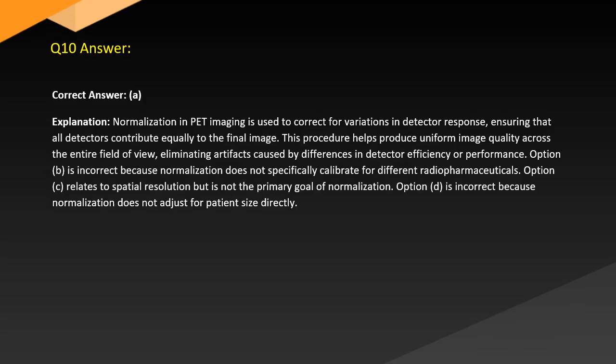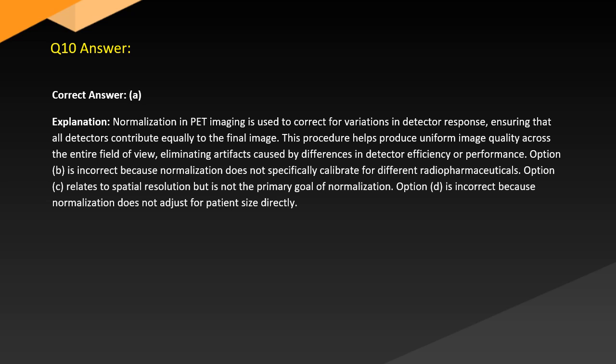Answer. Correct answer A. Explanation. Normalization in PET imaging is used to correct for variations in detector response, ensuring that all detectors contribute equally to the final image. This procedure helps produce uniform image quality across the entire field of view, eliminating artifacts caused by differences in detector efficiency or performance.